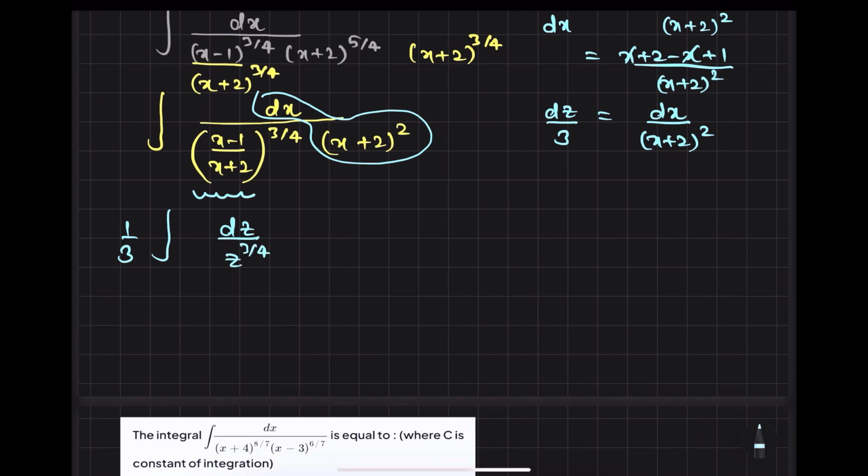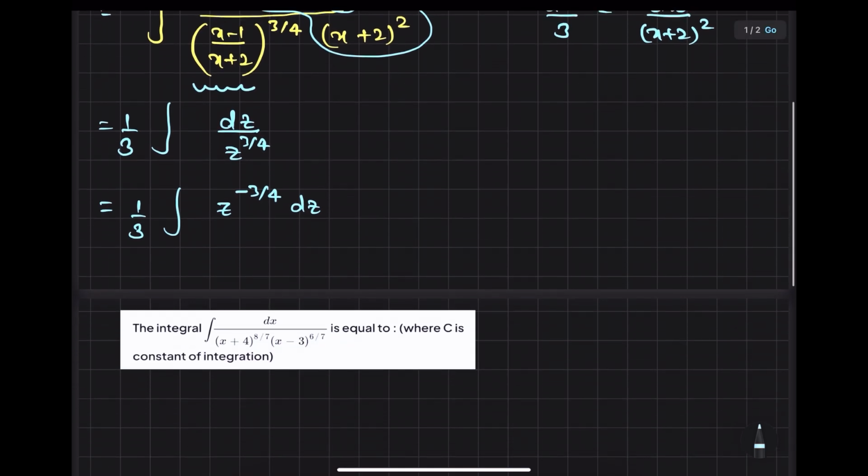Now look at this, how much the question has been simplified. So let's rewrite the question in the simplest way. So it is z power minus 3 by 4 dz. You know that you can solve this now. So you will be writing 1 by 3 z to the power of minus 3 by 4 plus 1, which will become 1 by 4, and then divided by 1 by 4. So it will become 4 by 3.